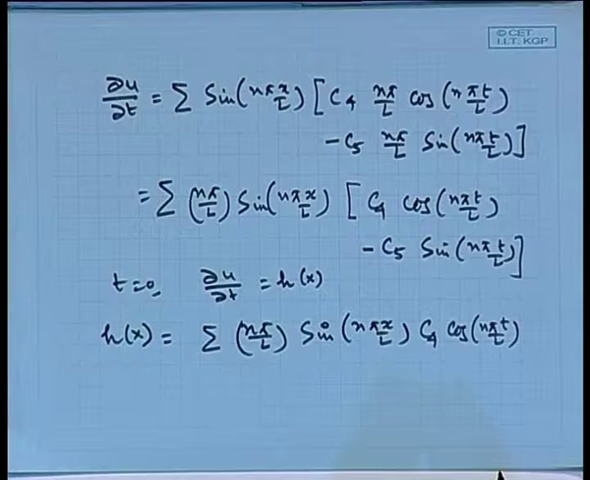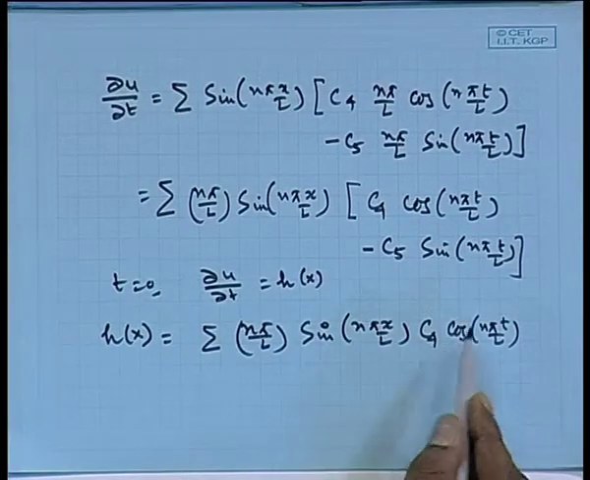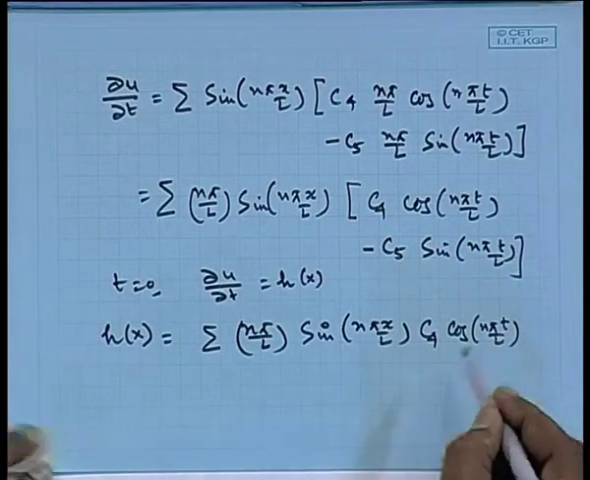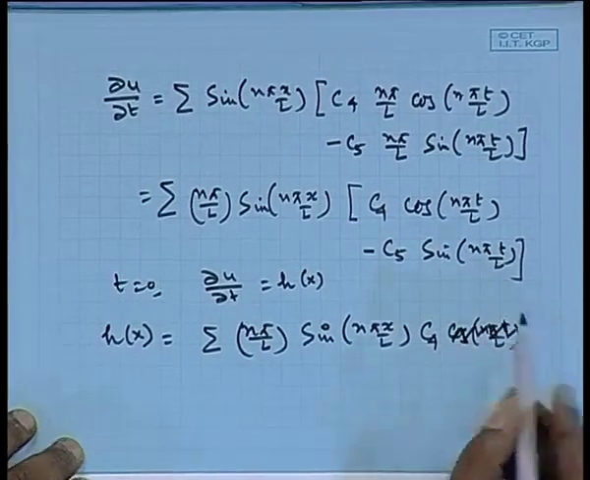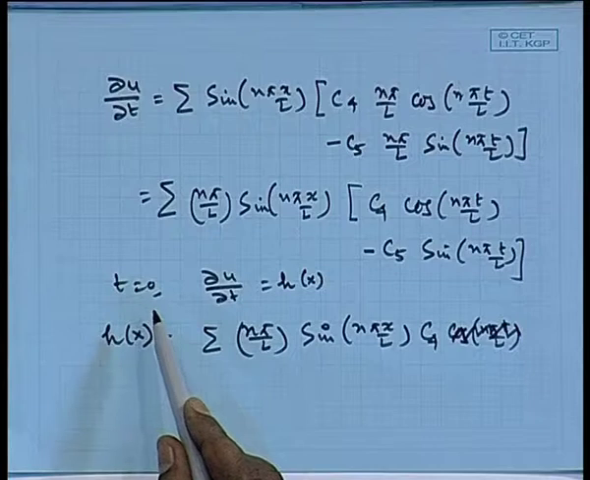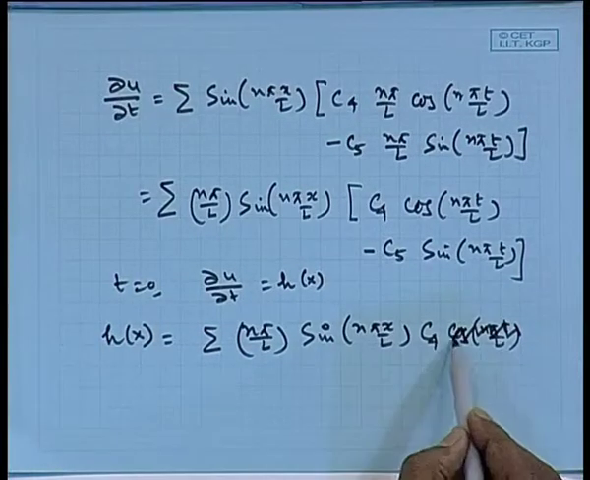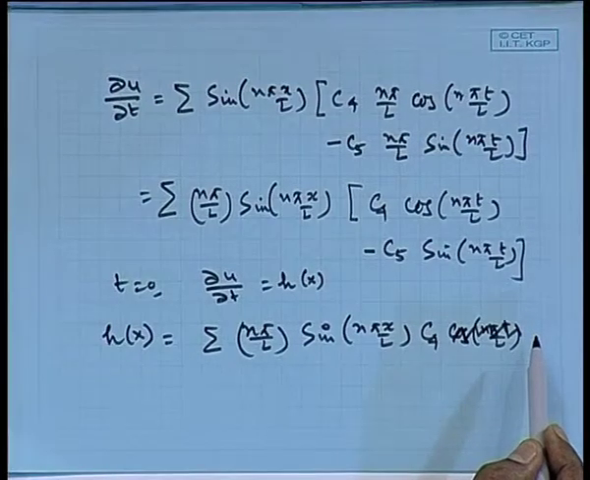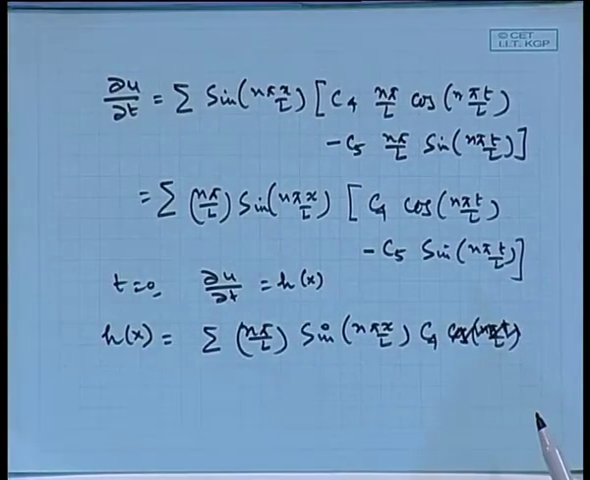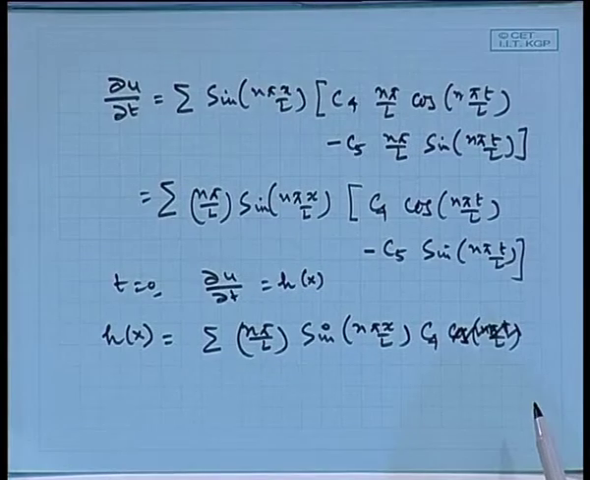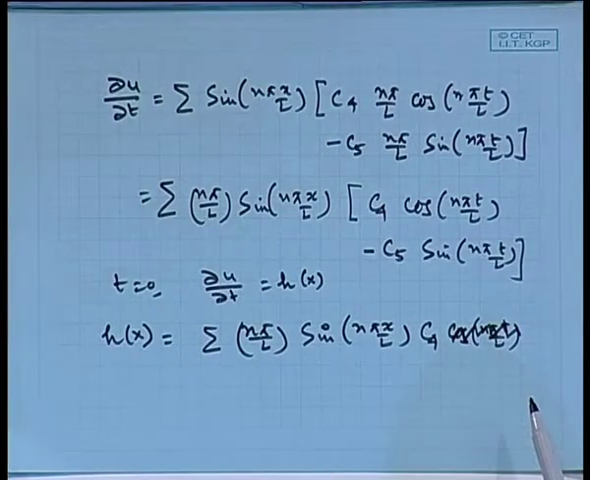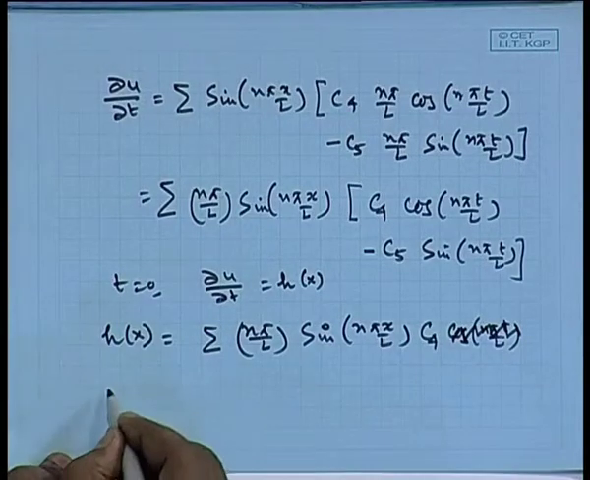right. Cos terms will be equal to 1. So, this term will be equal to 1 at t equal to 0, right. So, this will be the expression. This whole term will be equal to 1 at t equal to 0, you are evaluating this at t equal to 0, right. So, again you multiply both sides by sin m pi x by L dx, integral, and evaluate.